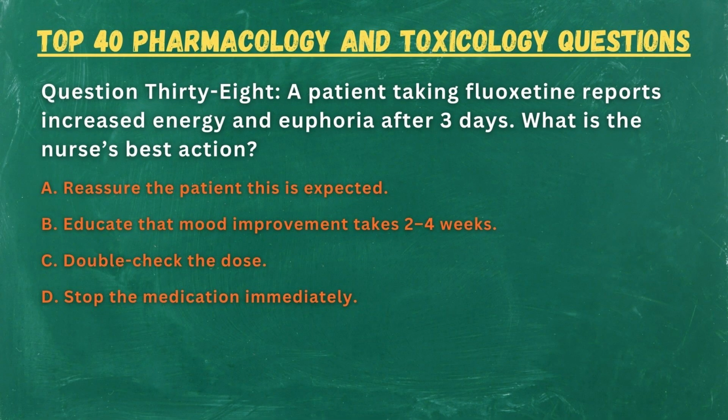Question 38. A patient taking fluoxetine reports increased energy and euphoria after 3 days. What is the nurse's best action? A. Reassure the patient this is expected. B. Educate that mood improvement takes 2 to 4 weeks. C. Double-check the dose. D. Stop the medication immediately. Answer: B. Educate that mood improvement takes 2 to 4 weeks.